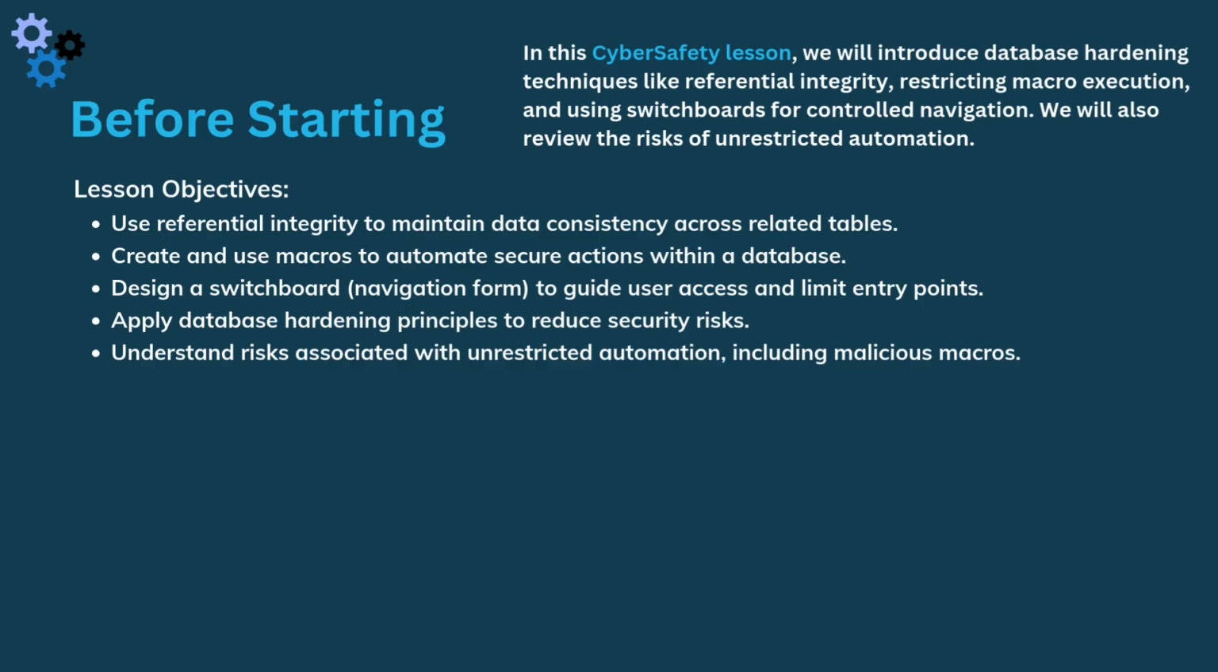By the end of this lesson, you'll be able to use referential integrity to keep your data consistent across related tables, create secure macros to automate tasks, and design a switchboard or navigation form that guides users to the right places. Plus, you'll understand how database hardening reduces risk and why unrestricted automation, like running a macro, can be dangerous. These skills are all about making your databases more secure and user-friendly.